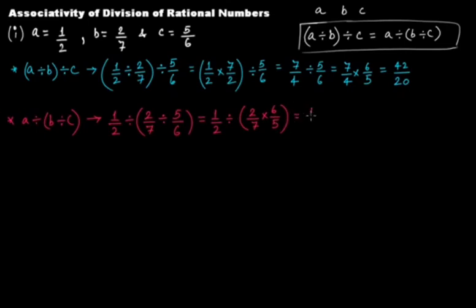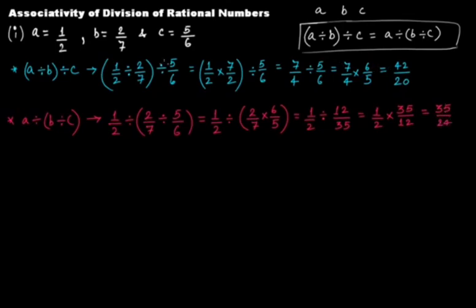This is equal to 1 over 2 divided by, this is a multiplication of two rational numbers, so 2 times 6 is 12 divided by 7 times 5 is 35. Again we have division of two rational numbers, so invert and multiply again, 1 over 2 times 35 over 12. So you get 35 over 24, right?